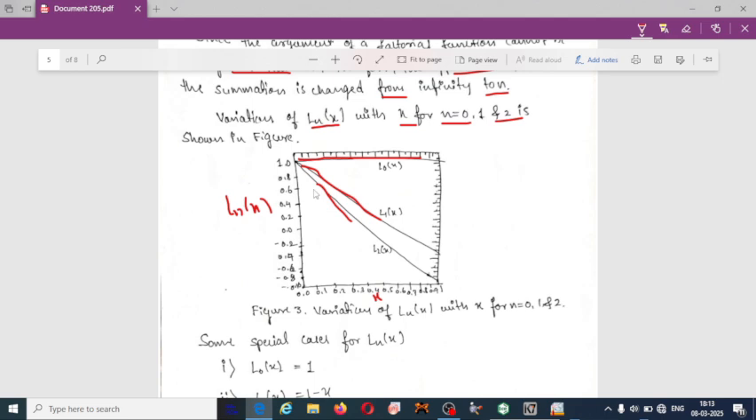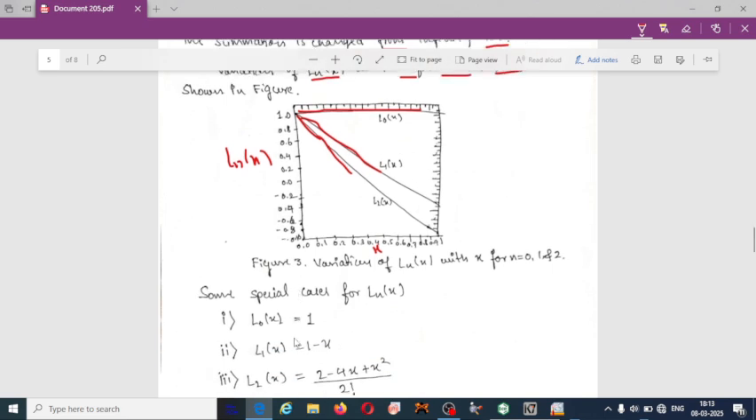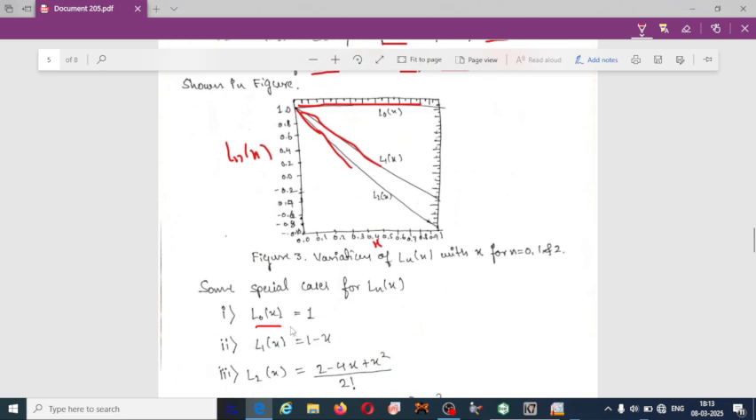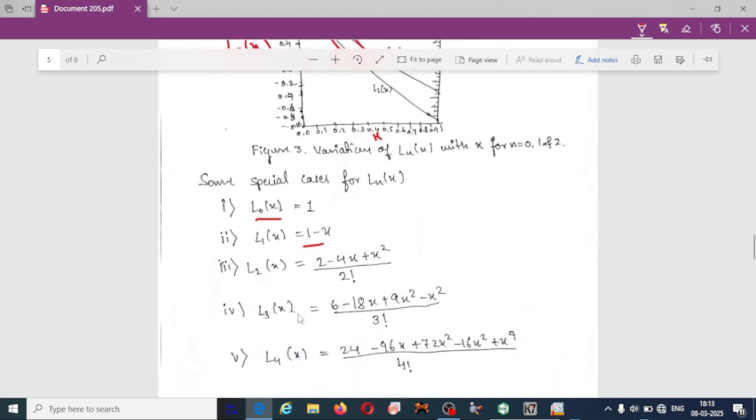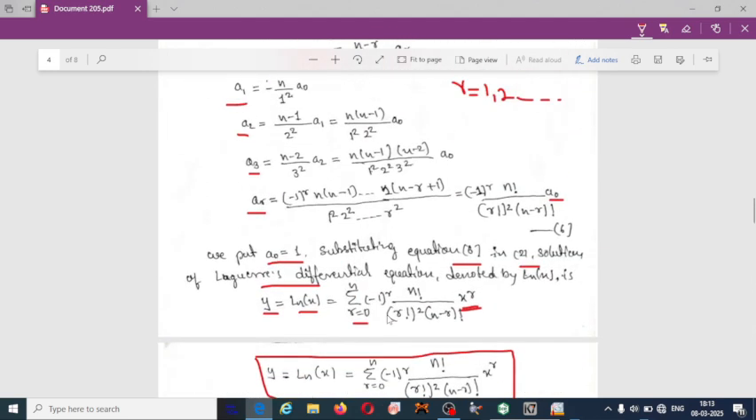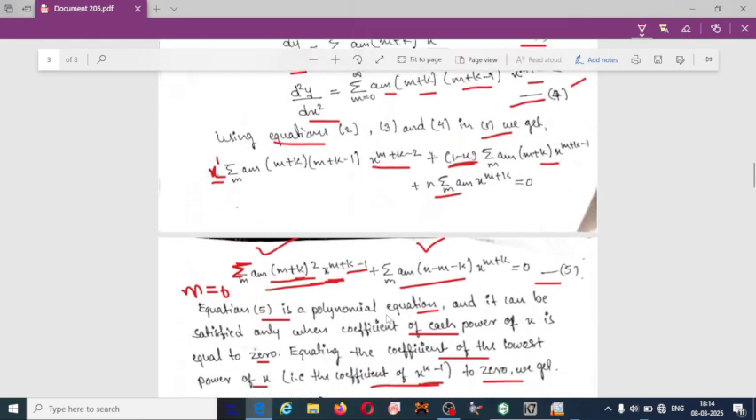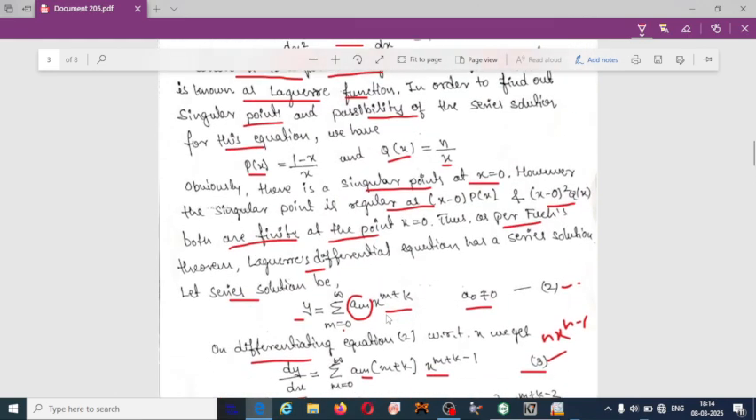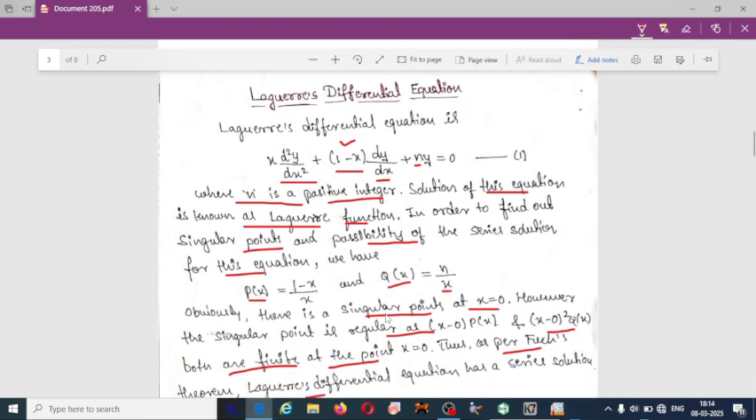So this is how you can obtain the values for different special cases of L n of x. L0 of x is equal to 1. L1 of x is 1 minus x. L2 of x and so on. You can check with Laguerre's function. So this is how we can obtain the solution for the Laguerre differential equation with the help of the power series method.